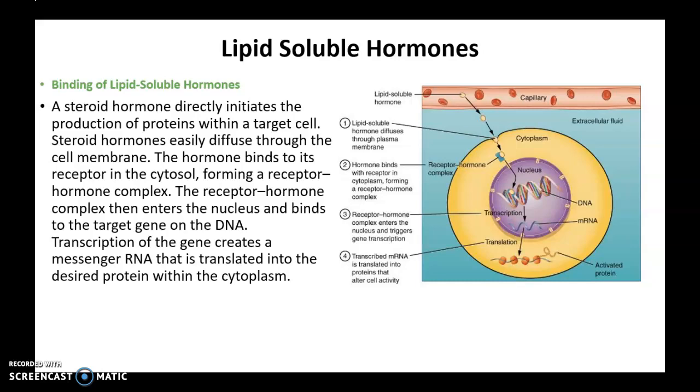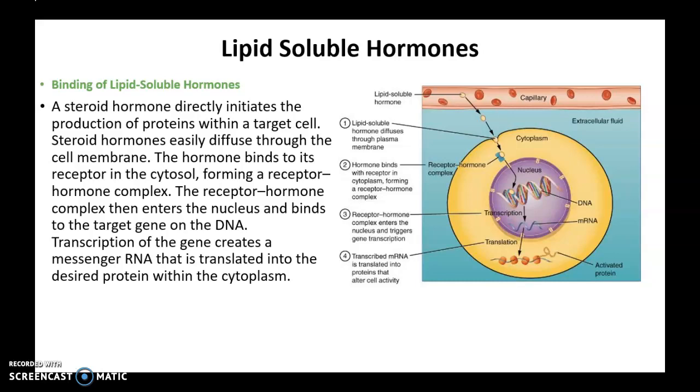The good thing is, although they need a carrier protein to be transported via plasma, they can cross the plasma membrane and actually enter the cell, because lipids can be dissolved in lipids. Remember, like dissolves like. So the plasma membrane has a lot of lipid, which actually helps these hormones to be transported inside the cell.